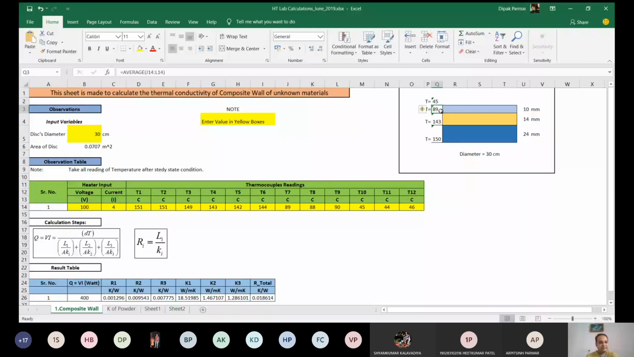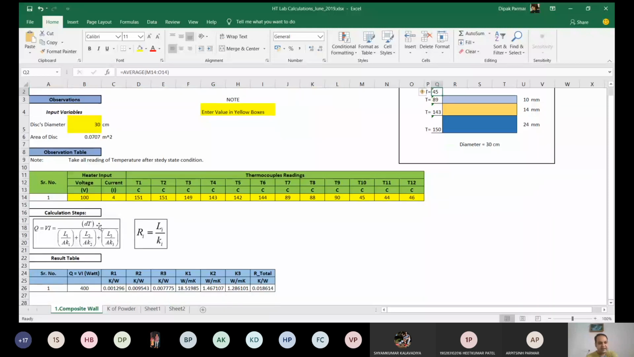Now your calculation steps are, as I mentioned, delta T divided by resistance 1 plus resistance 2 plus resistance 3, where Q is V into I. So this is known to us. In this equation, suppose I am calculating for the first wall, then my dT will be 150 minus 143. Voltage and input is 104 divided by L1, A1, K1. L1 is 24 mm, which you can convert into meter. Area is 0.0707 meter square, and you can get the conductivity K1.